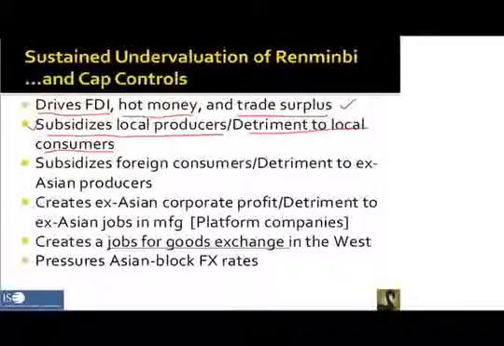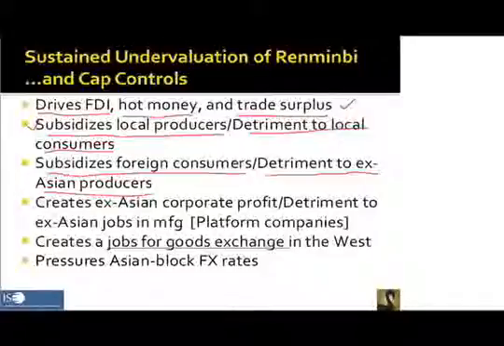It also subsidizes foreign consumers, this undervaluation of the renminbi. Think of it in the U.S., and I'll get to very specific examples of this. With the Chinese currency so low, we get to buy increasingly high-quality imports from China at very, very low prices because of this undervaluation of the renminbi. But it's also to the detriment of the ex-Asian producers. Other producers around the world are forced to compete with this massive undervaluation of the currency. So you can see when you manipulate a currency, there are these benefits and these trade-offs.